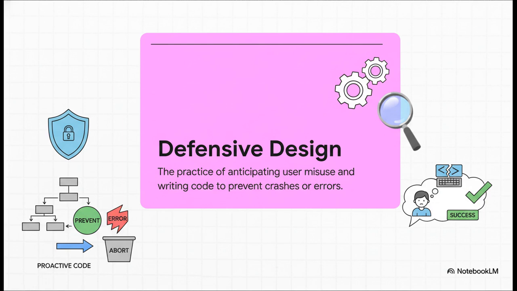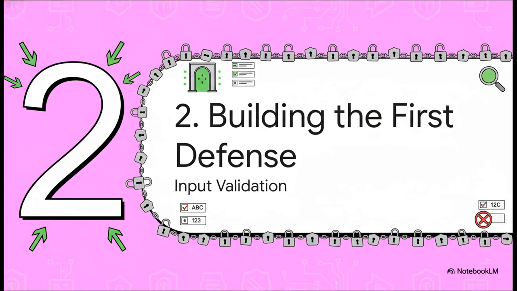Think about it like this. It's not about trying to patch up holes in your armor after you've been attacked. It's about designing the armor to be so strong from the start that the attacks just bounce right off. You're anticipating the problems before they happen. So, where do we start with this armor? Well, our first and honestly our most important tool is called input validation.